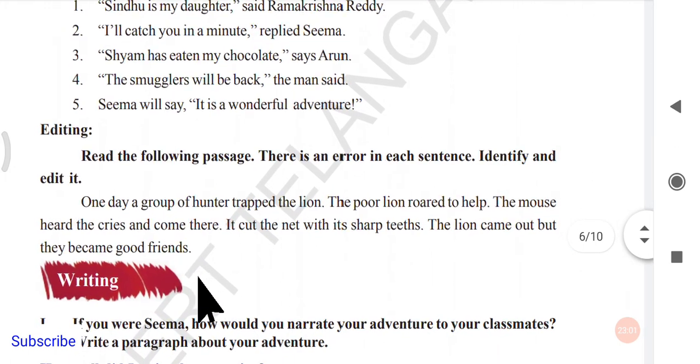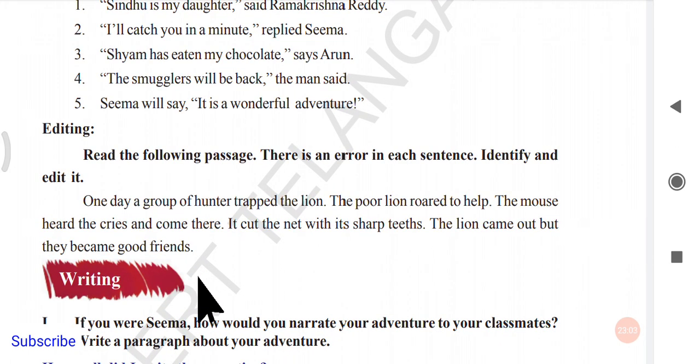Next, you have editing here. Read the following passage. There is an error in each sentence. Identify and edit it. Okay, so find out the errors very carefully. So one day a group of hunter, so hunter is wrong, group of hunters, okay, hunters trapped the lion. The poor lion roared to help. To is wrong. For help. The poor lion roared for help.